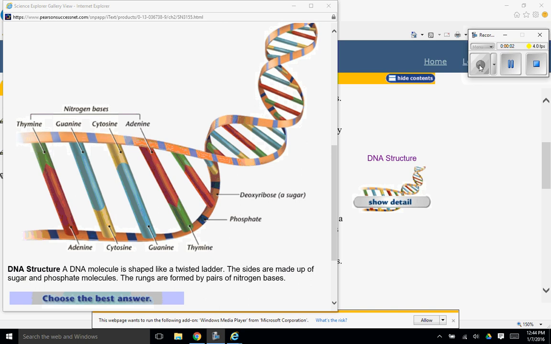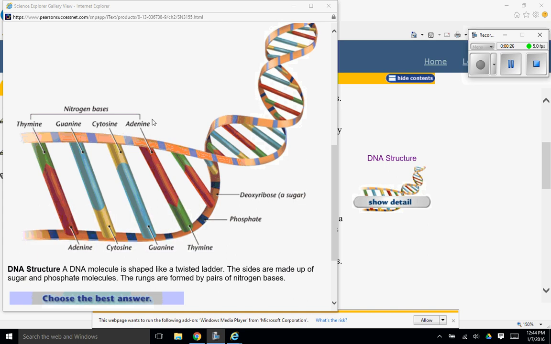Here we are with video number 4 of the cell cycle. What I've done is brought up the diagram that you may have seen in your textbook today, a close-up of the structure of DNA. Notice how there are 4 nitrogen bases: thymine, guanine, cytosine, and adenine.